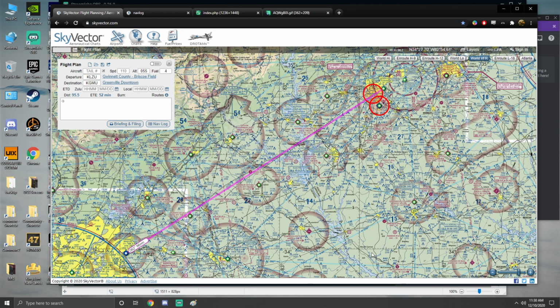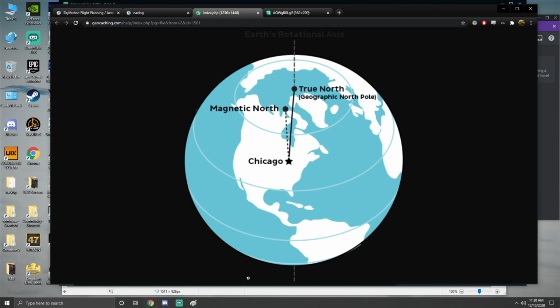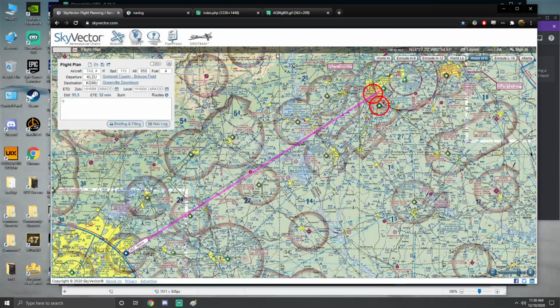So one of the first things to understand, look at this image over here. We have true north, which is the geographical North Pole, right? If we're looking at a map, a 2D representation of the Earth, we have lines of longitude, which are the vertical lines, and the lines of latitude. Those are all in relation to true north. If we go over to our sectional chart here, these black lines with hashes are lines of longitude and latitude in relation to true north.